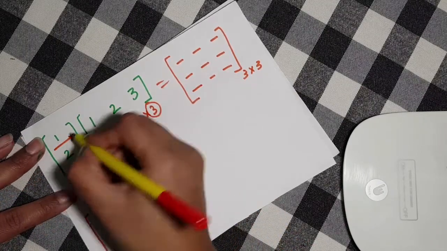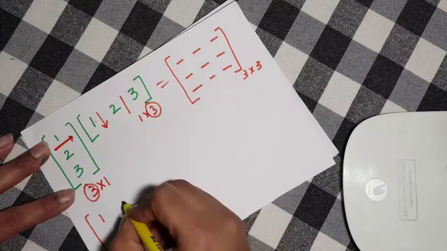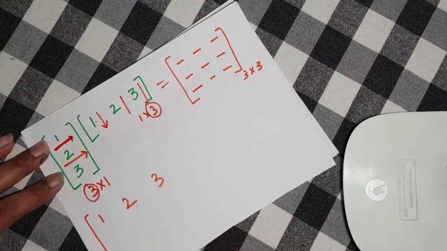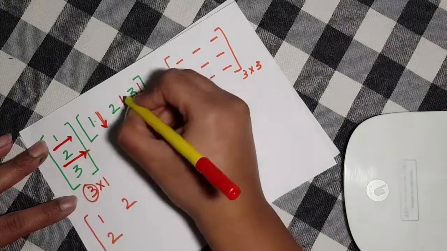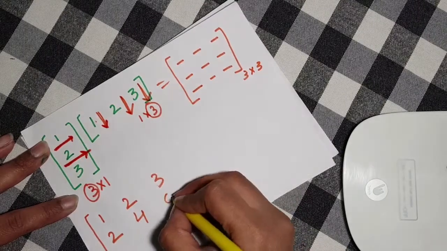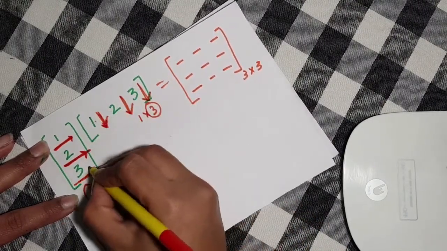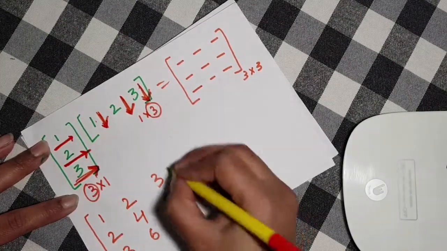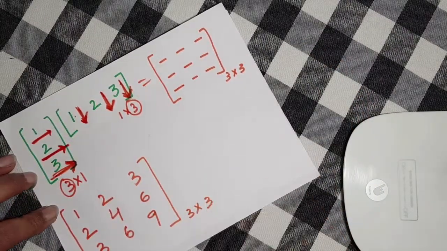First, we take the first row multiplied with the first column, 1 1's are 1. First row with the second column, 1 2's are 2. First row with the third column, 1 3's are 3. Next, second row with the first column, 2 1's are 2. Second row with the second column, 2 2's are 4. Second row with the third column, 2 3's are 6. Now, third row with the first column, 3 1's are 3. Third row with the second column, 3 2's are 6. Third row with the third column, 3 3's are 9. Therefore, this is the resultant matrix of the order 3 by 3.